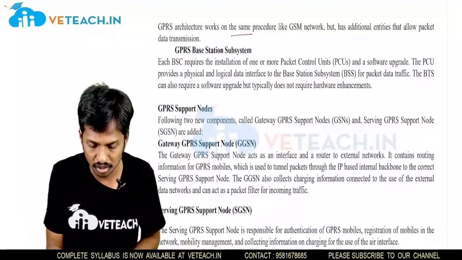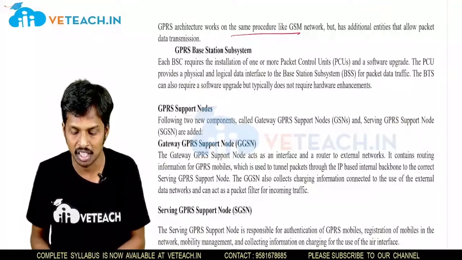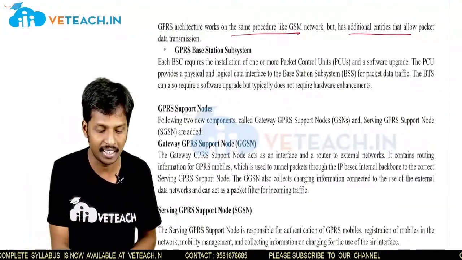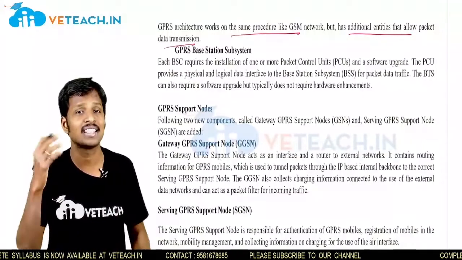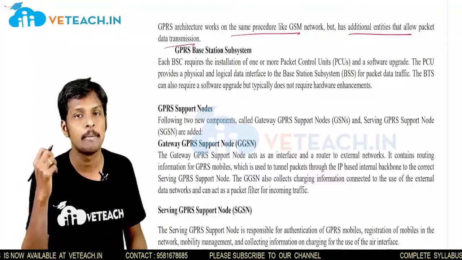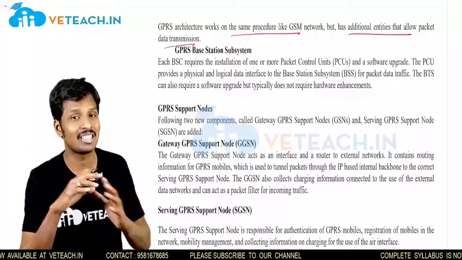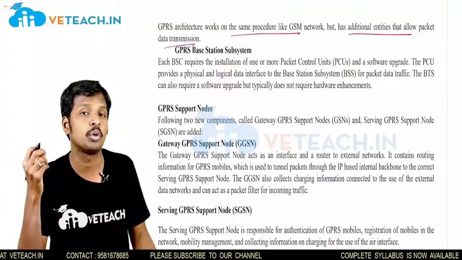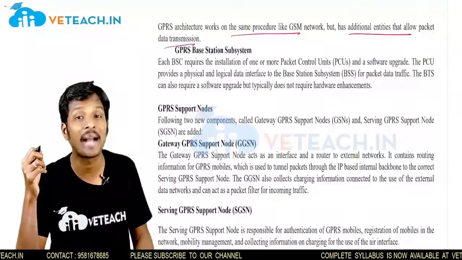GPRS works on the same procedure as the GSM network but has some additional entities that allow packet data transmission. Whereas in GSM, the data is transmitted in the format of electromagnetic waves, here in GPRS we have the same subsystems but with enhanced functionalities, which are going to transmit the data in the format of packets.